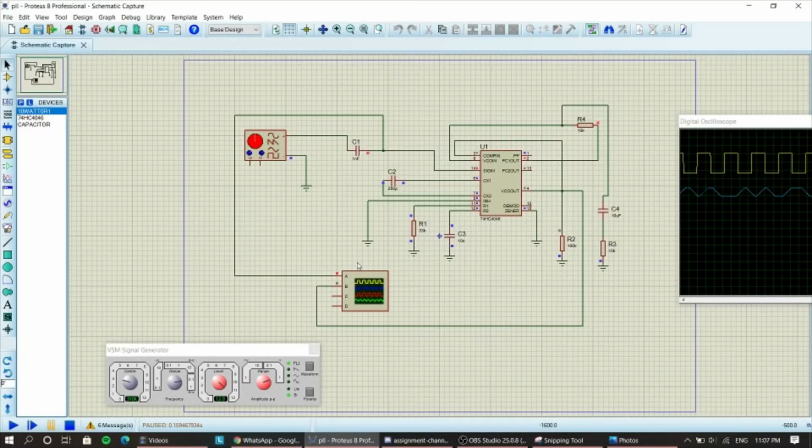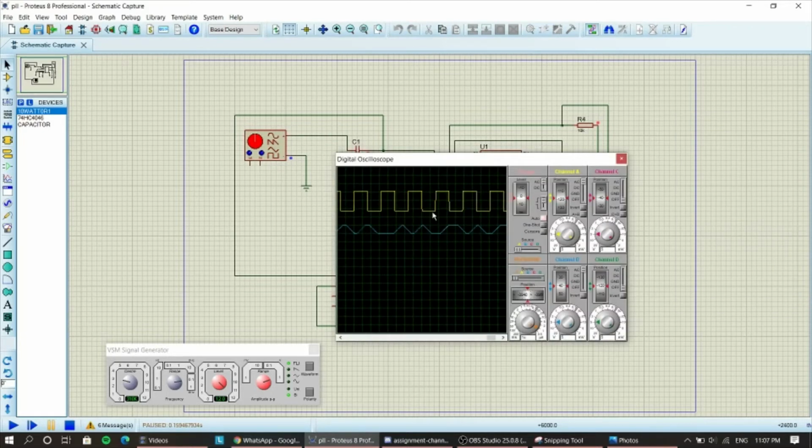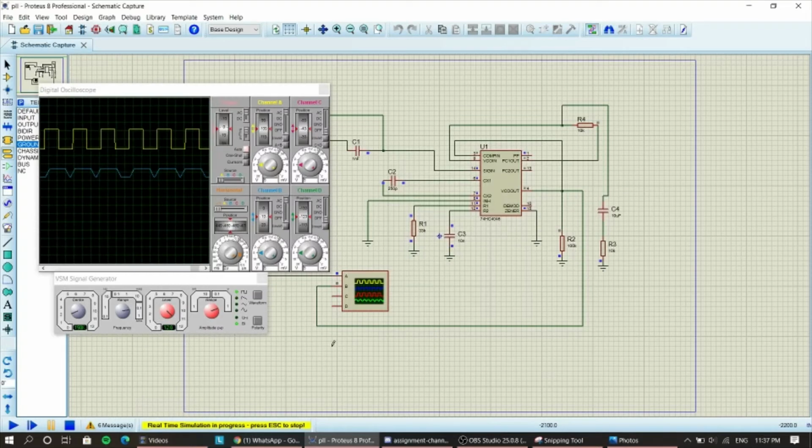Next is phase locked loop, PLL. This is the circuit for PLL. From this we can see the output of the phase locked loop is locked with the input frequency, and for lock range we can find the minimum is 150k, and we toggle the frequency until we get the maximum frequency that locks with the input frequency. So from the simulation we get the maximum is about 500k hertz.